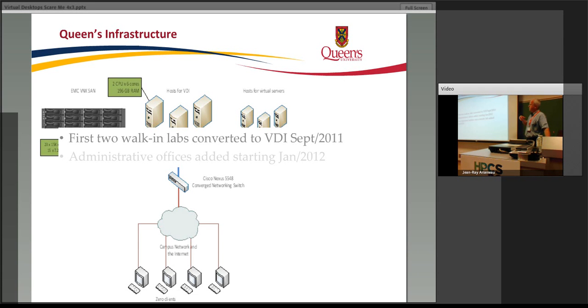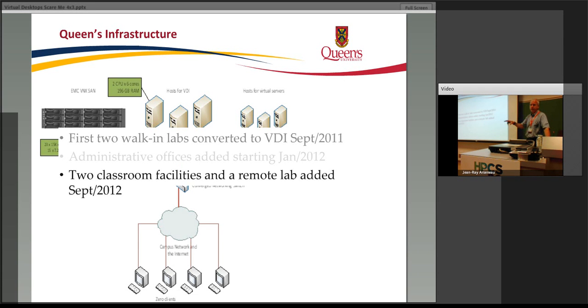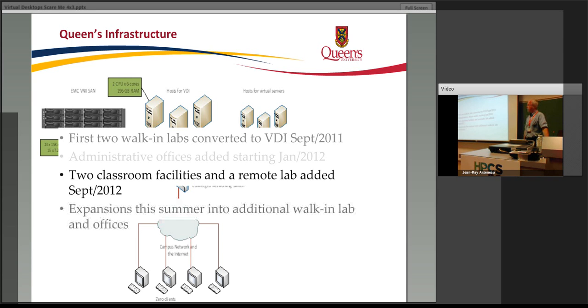Last summer, we actually did 2 classroom facilities, again, where everyone's walking in at the same time, sitting down, logging in. And another lab, which was rather remote on the campus, to show that in fact, we found that the networking would be fine. And then this summer, we're going into another walk-in lab, also kind of remote, and we're continuing to move across our offices. So as people in offices, their computers reach sort of 3 or 4 years, we're just giving them a thin client now.